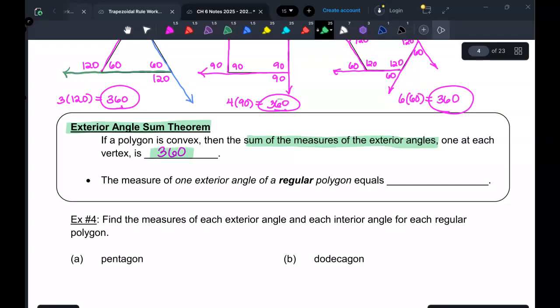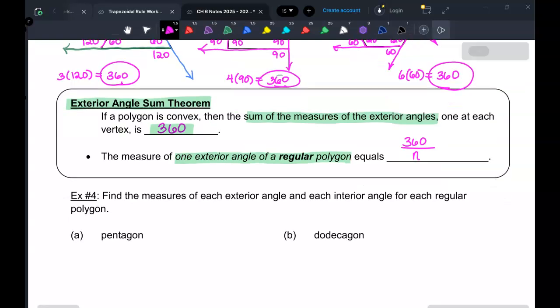Okay, now what if I want to just find one exterior angle of a regular polygon? So, what was the sum? The sum was 360, and I want to divide it by the number of angles or sides, which would be n.